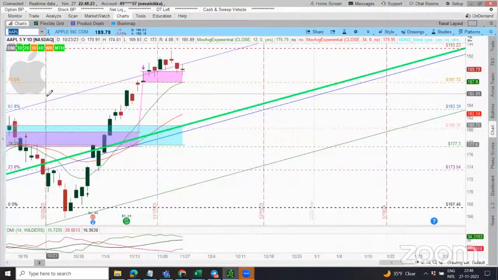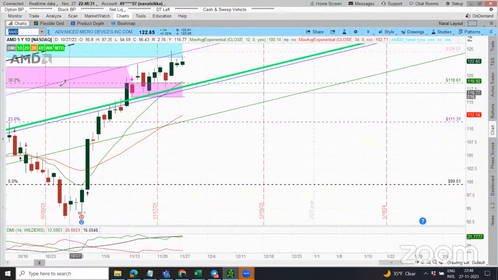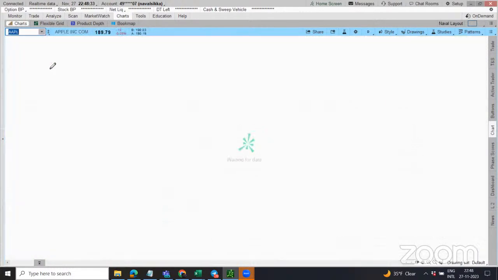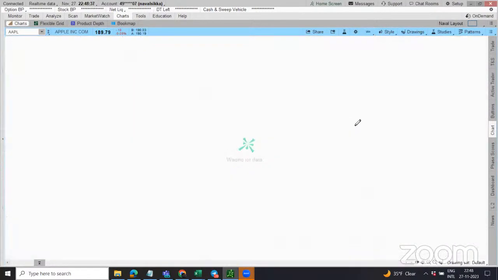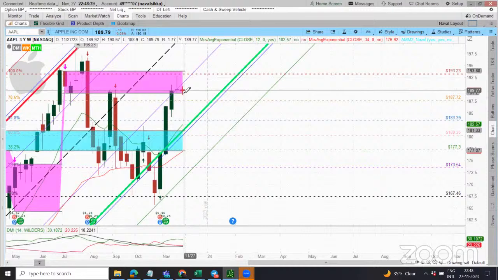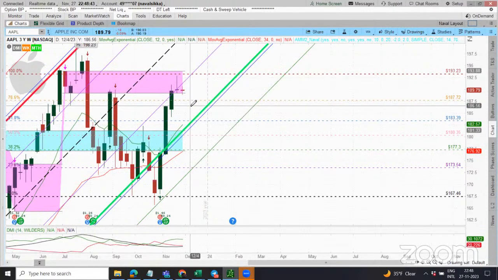AMD is also consolidating well. It's trying. Apple weekly is not looking good for long. Let's check that. It's making dodgy. Again, I said if I lose 187.70, then I will think about it.